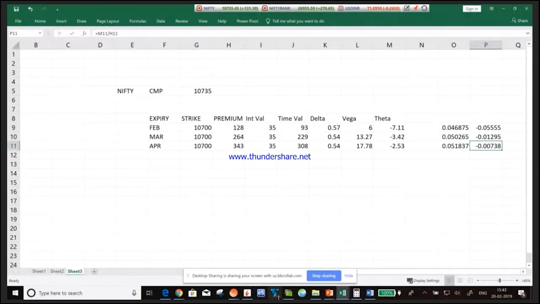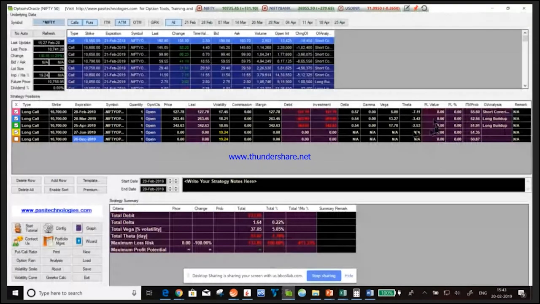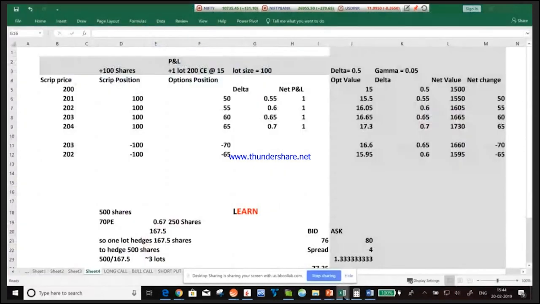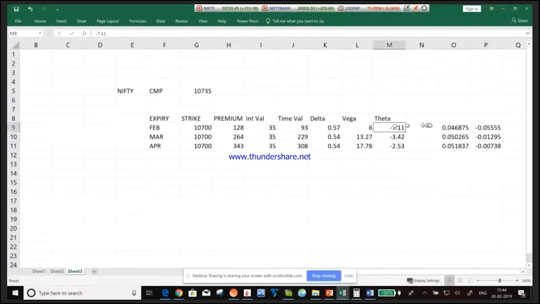Okay. This is coming from Options Oracle. The values are coming from here. Now you see, you don't have to do any Greek calculations. Everything is automatically coming from this. What I calculated is simple. I'll send this sheet to all of you later on. This is the Vega value divided by the premium, and this is the theta value divided by the premium.